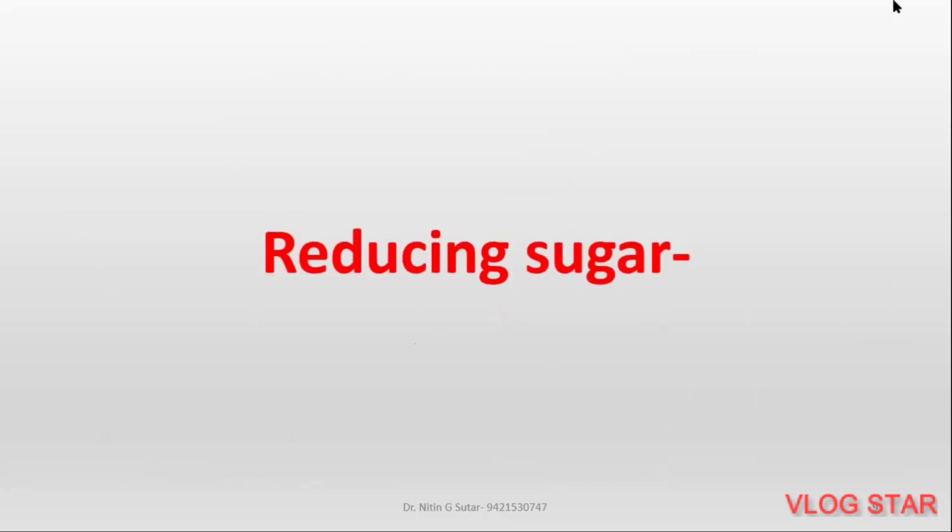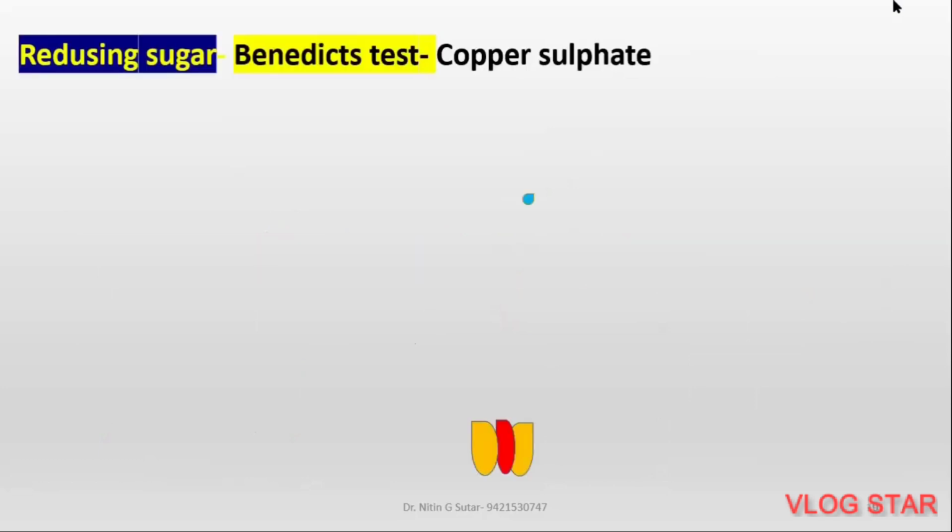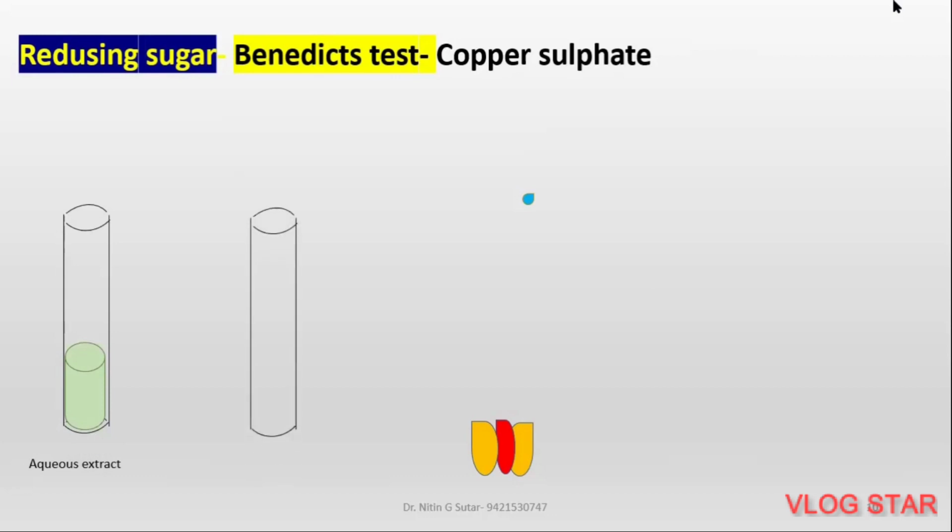Next is the test for reducing sugar. The first one is the Benedict's test, where copper sulfate plays an important role. You have to take the aqueous extract of your plant material. To that plant material extract, you are going to add Benedict's reagent.